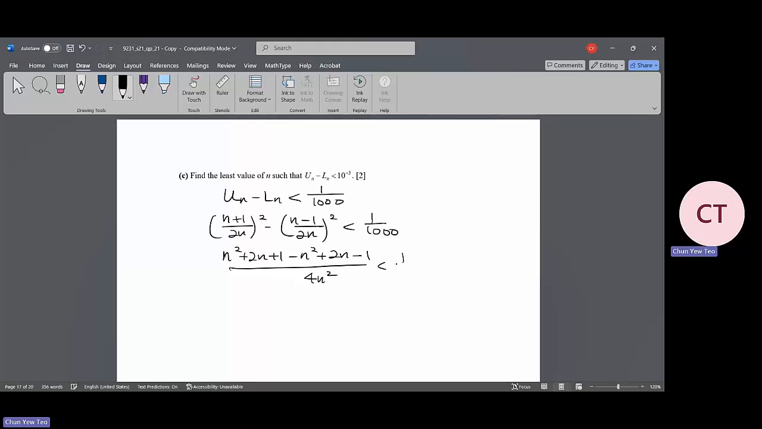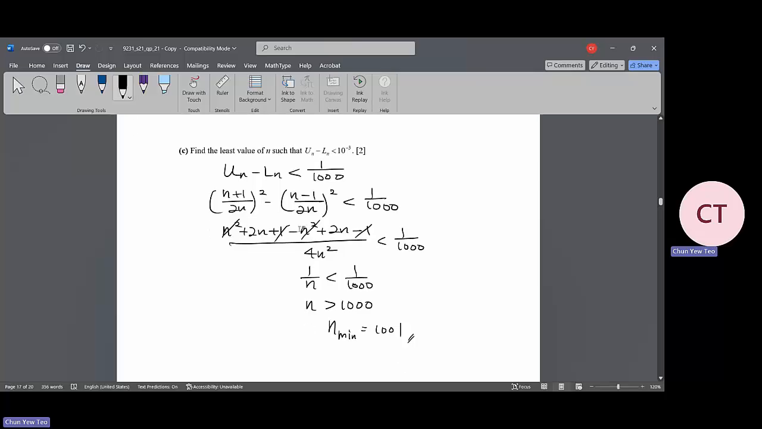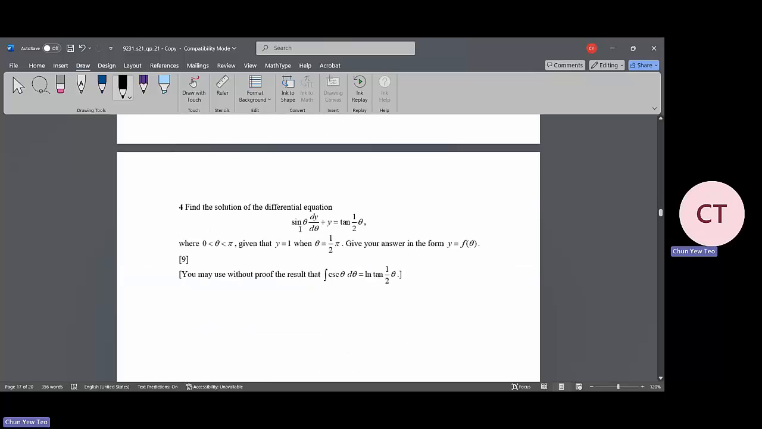Combine these two fractions. You can see that this one cancels, cancels, cancels. At the end, you have 4n over 4n squared. So as you get this, then your n will be greater than 1000. So your n minimum will be 1001. Done. So this will be the answer for question number 3C.